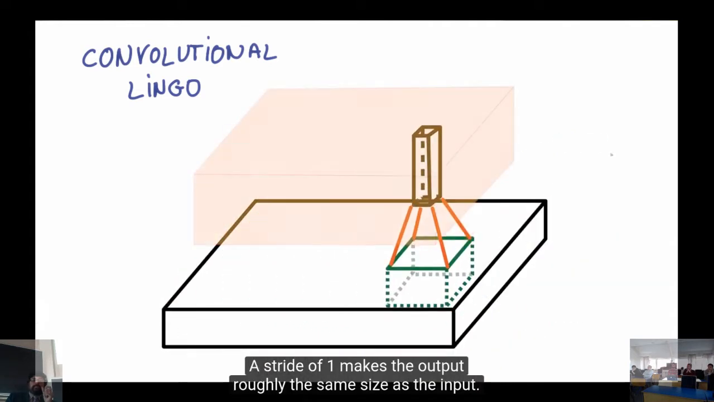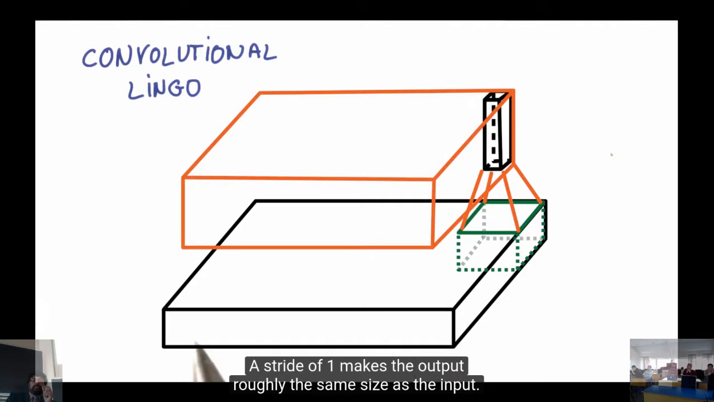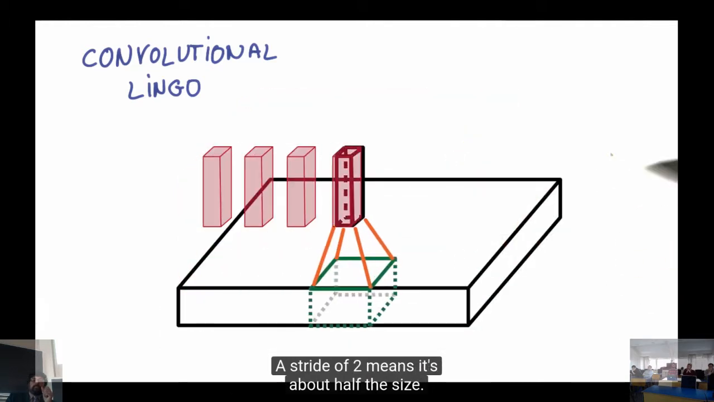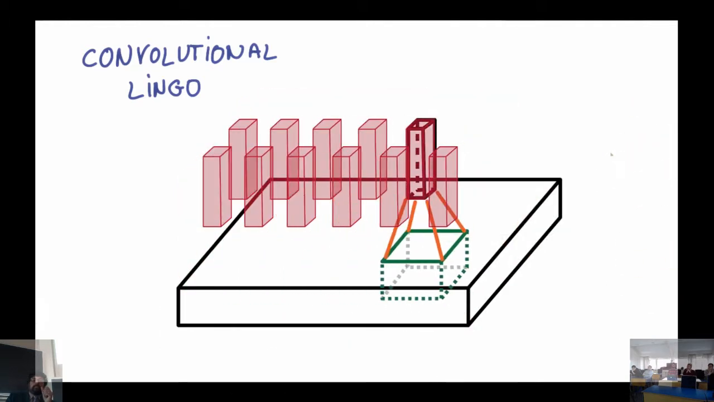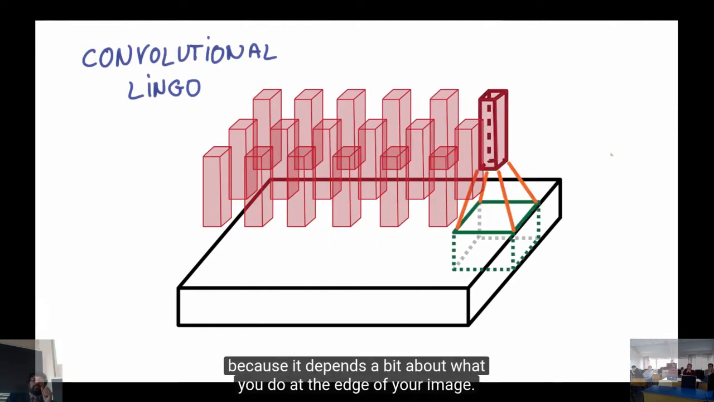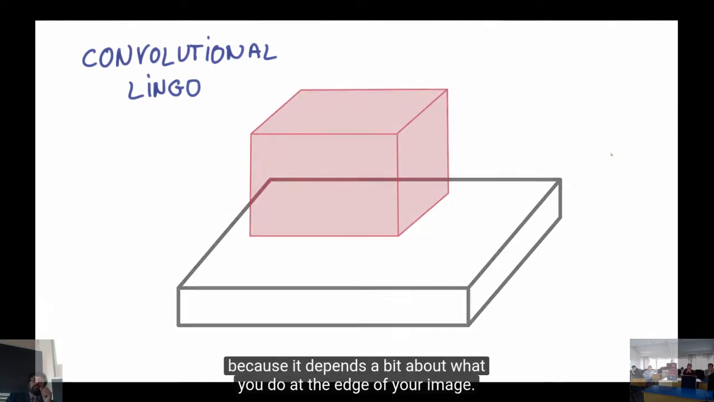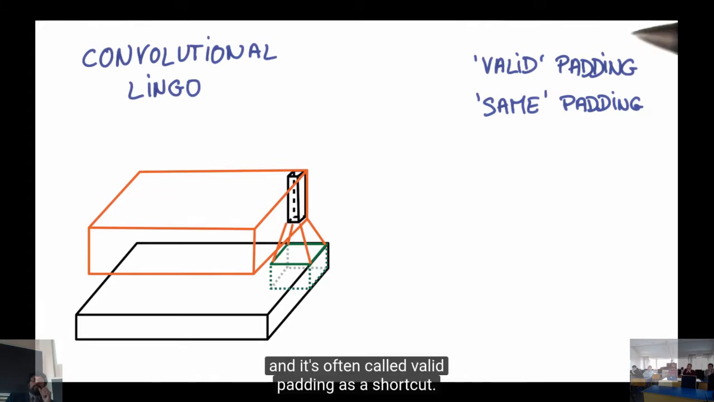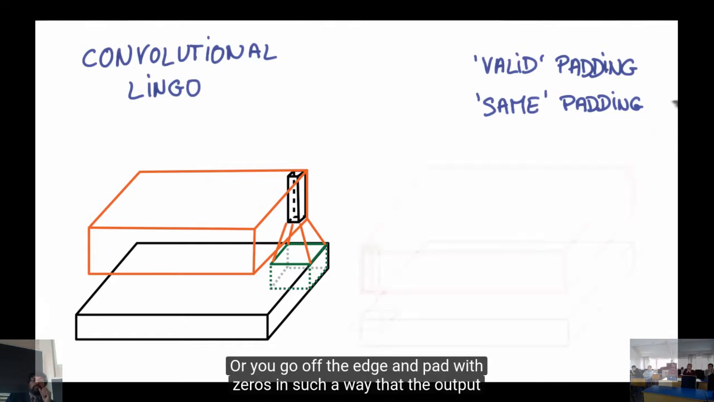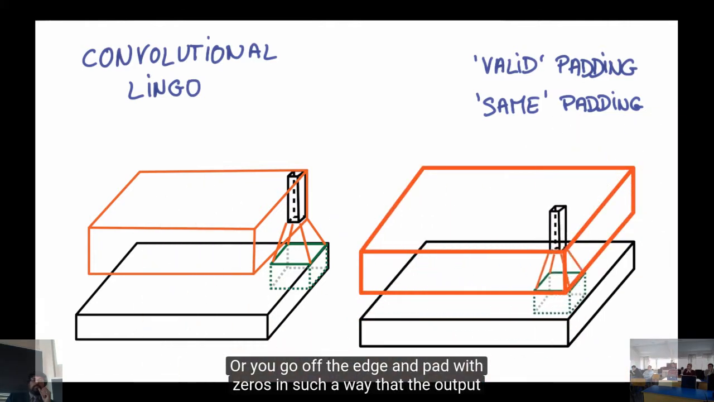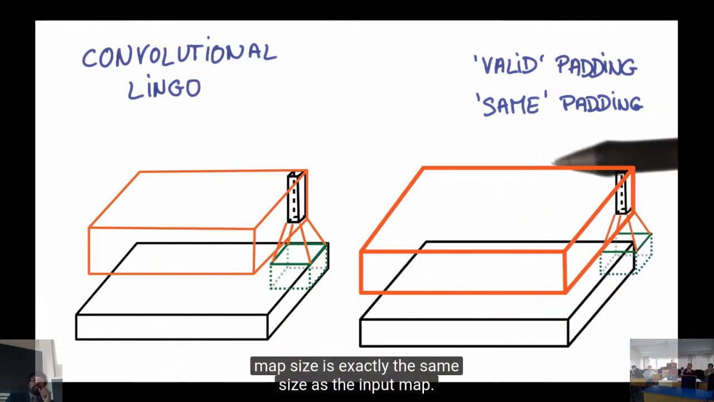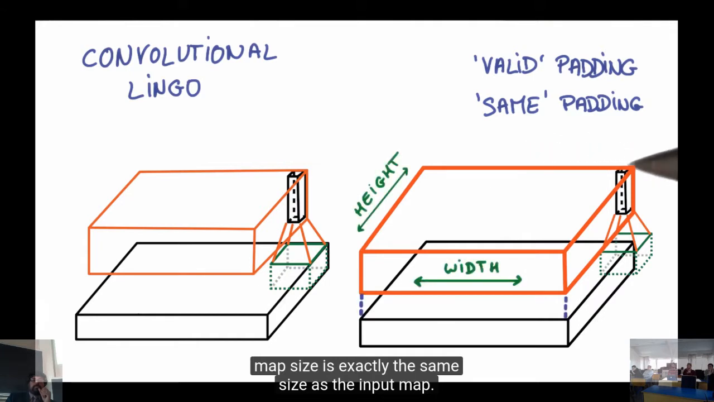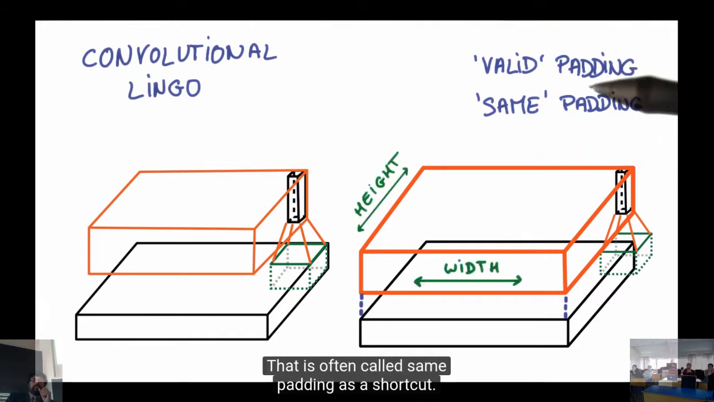Stride of 1 makes the output roughly the same size as the input. A stride of 2 means it's about half the size. I say roughly because it depends a bit on what you do at the edge of your image. Either you don't go past the edge, and it's often called valid padding as a shortcut, or you go off the edge and pad with zeros in such a way that the output map size is exactly the same size as the input map. That is often called same padding as a shortcut.